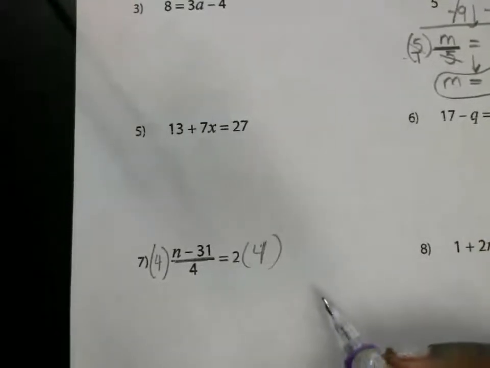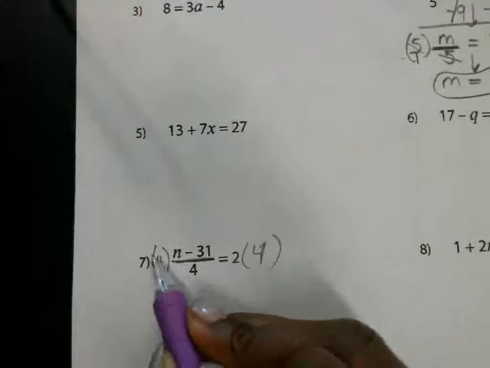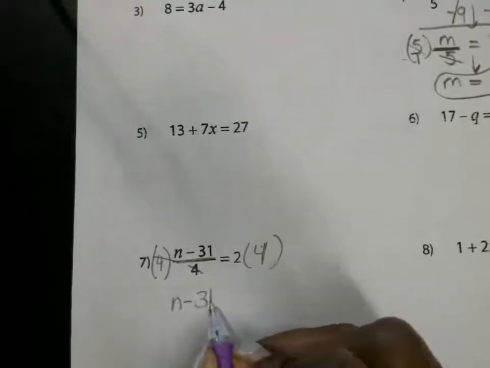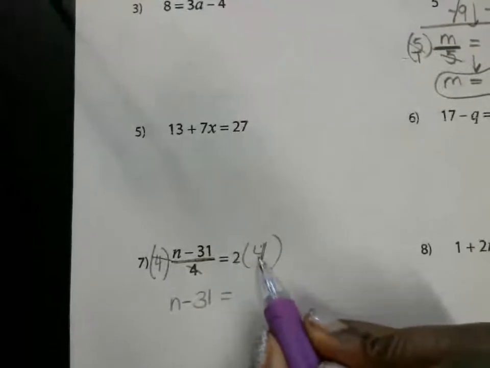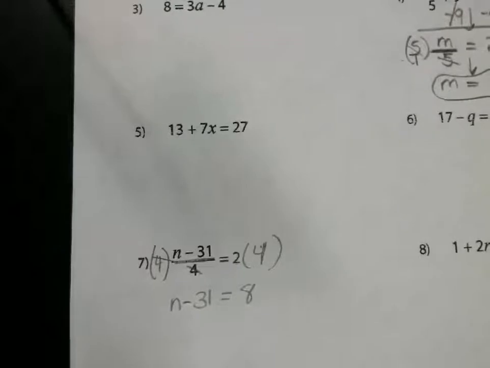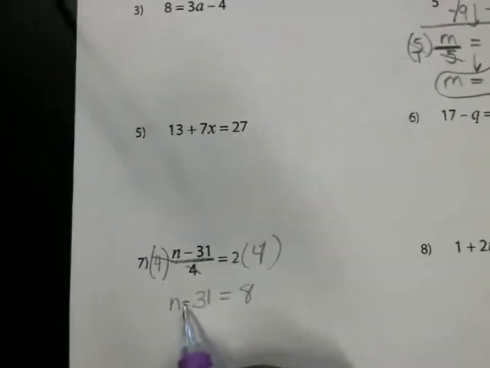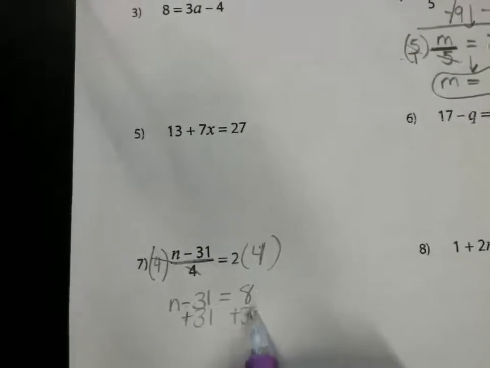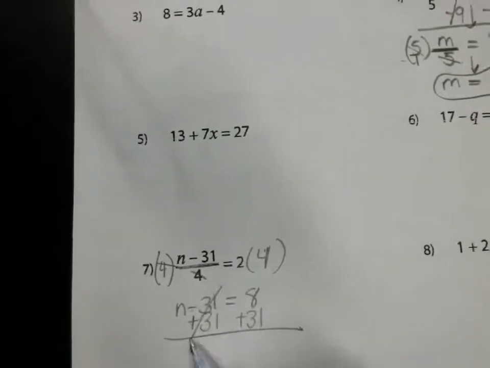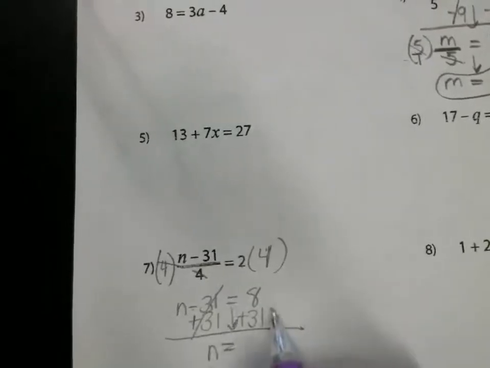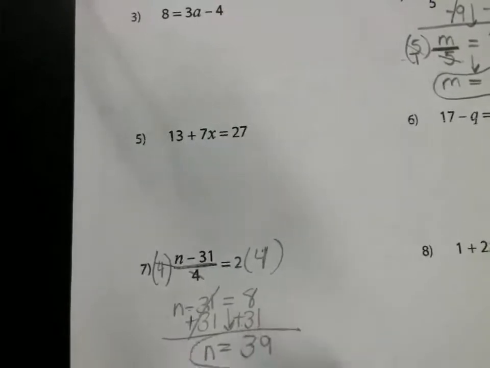Okay? When you multiply this by 4, this is going to cancel out here, and you're left with whatever's on the top, the numerator. 2 times 4 is 8. Now we need to get n by itself by moving the negative 31. So you're going to add 31 to both sides. This is 0, and we're left with n. Bring down the equal. 8 plus 31 is 39, and this is your answer here.